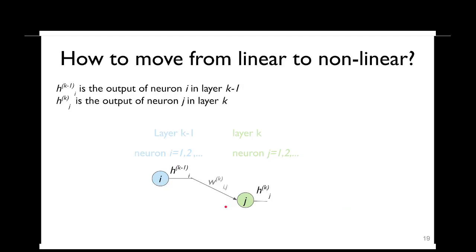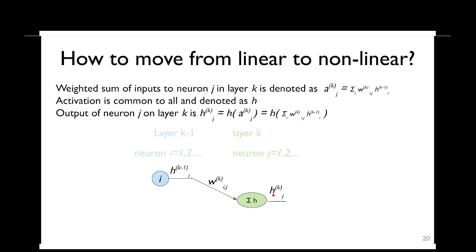Now let's also give proper names to what comes out of neuron i and what comes out of neuron j. And since the result of a neuron is the activation, we give it the name h. So h^(k-1)_i is the output of neuron i on layer k-1, and h^k_j is the output of neuron j on layer k. So it's essentially what we find here and what we find here.